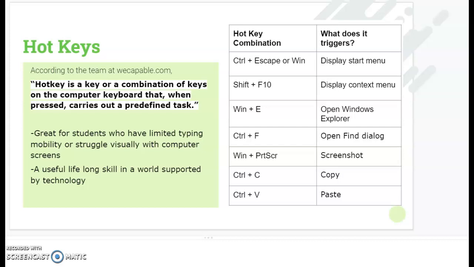Hotkeys, according to the team at wecapable.com, is a key or combination of keys on the computer keyboard that, when pressed, carries out a predefined task. So it's great for students who have limited typing mobility or struggle visually with a computer screen, looking at it for a long period of time. And it's a useful lifelong skill in a world supported by technology.